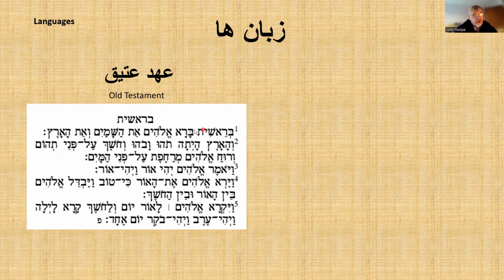So in this first word here, that's Bereshit. The dot there in the middle makes it say it's a b, not a v.